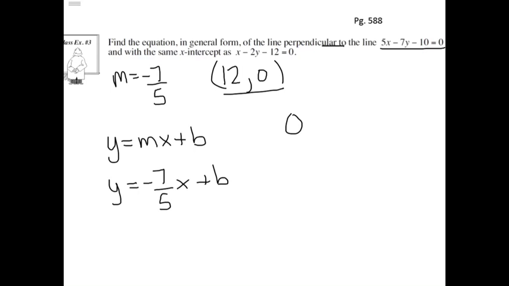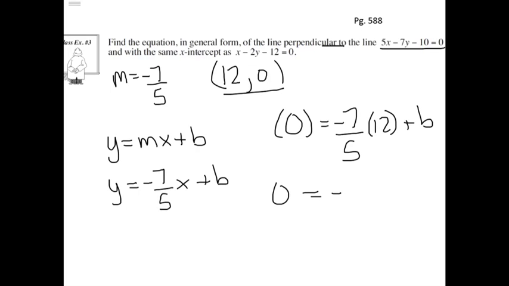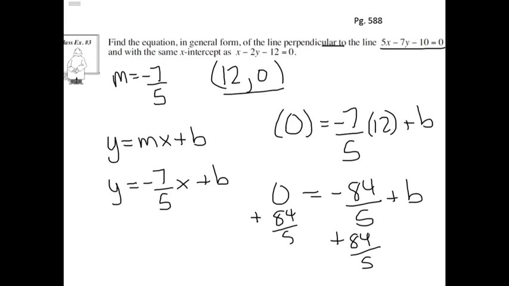So you're going to have 0 is equal to negative 7 over 5 times 12 plus b. This is going to be negative 84 over 5 plus b. And we want to isolate b, so you add 84 over 5 on both sides. So the slope form is going to be y equals negative 7 over 5x plus 84 over 5.